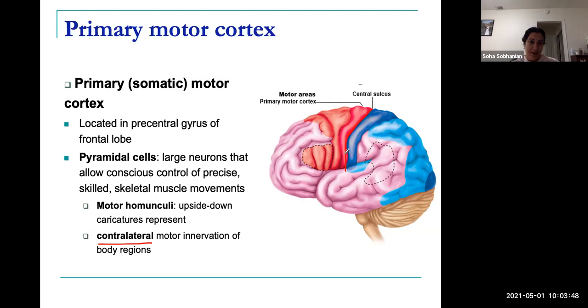What would you say? If the paralysis is on the left side of the body, what part of the brain is damaged? It's a question, guys. The right side, thank you. So opposite side, so contralateral, and then a homunculus.